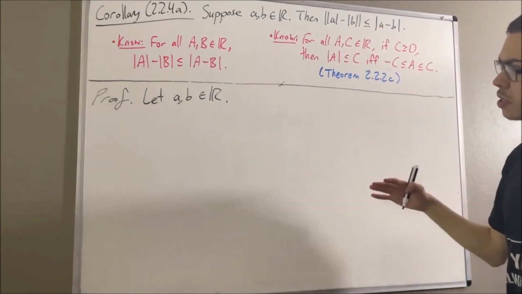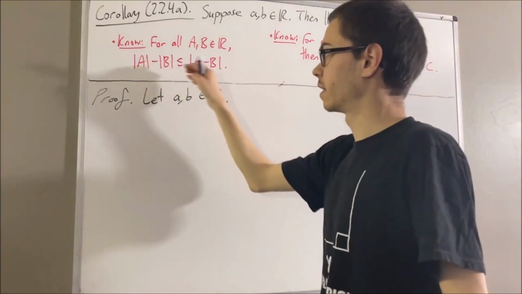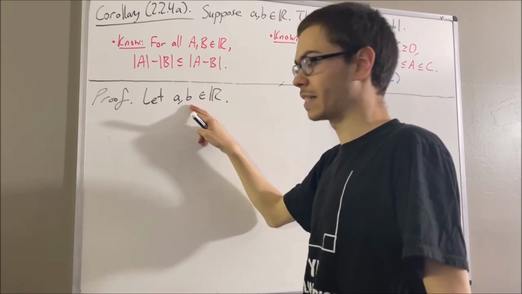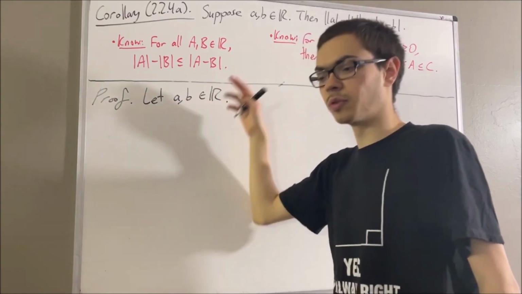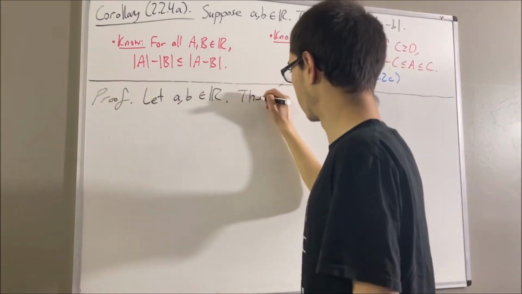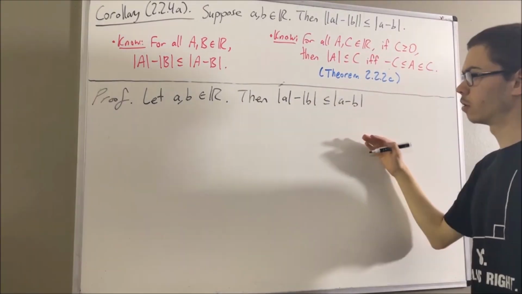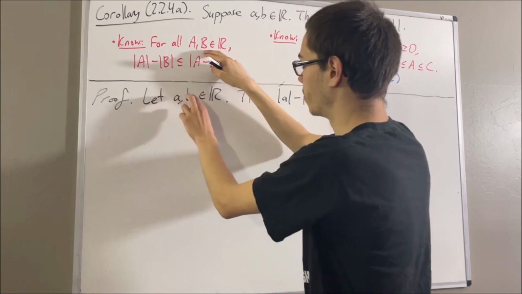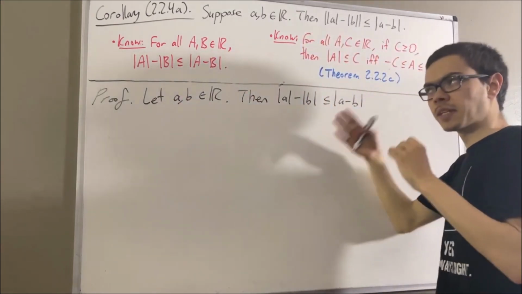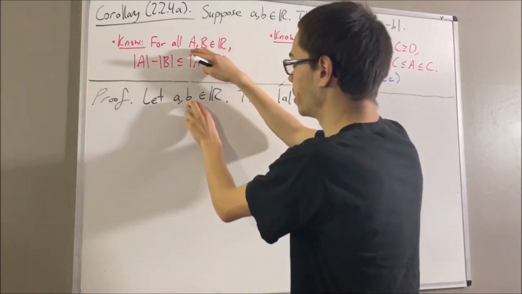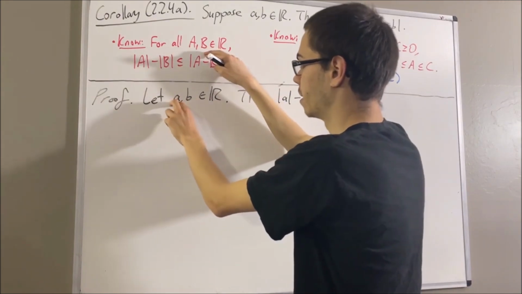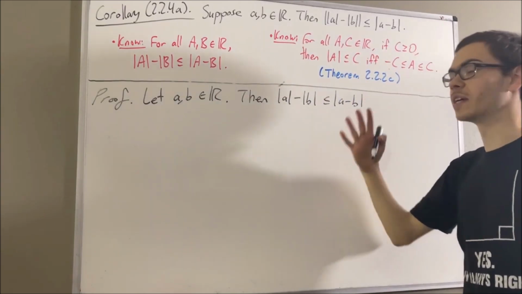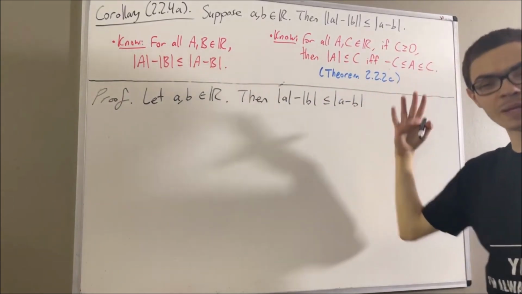Now, let's start out by applying this fact. We know that the absolute value of a minus the absolute value of b is less than or equal to the absolute value of a minus b. This is true because we can take capital A to be a, capital B to be b. Similarly, we could take capital A to be b and capital B to be a, and we would get that the absolute value of b minus the absolute value of a is less than or equal to absolute value of b minus a.